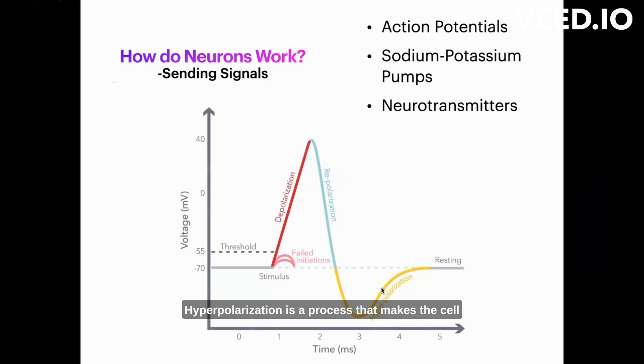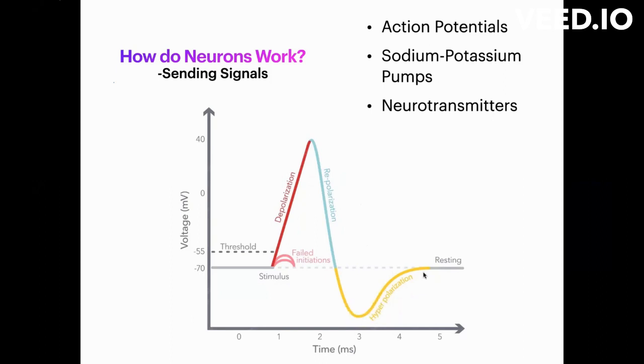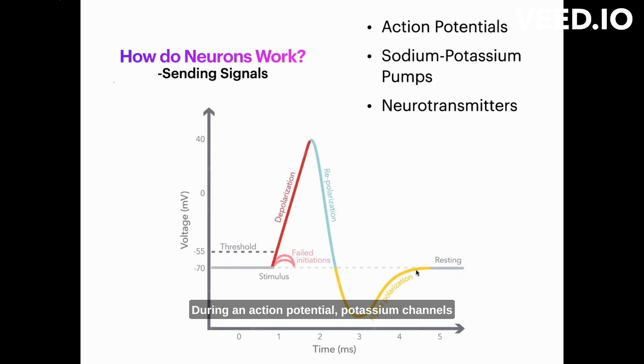Hyperpolarization is a process that makes the cell more negative than its usual resting state. During an action potential, potassium channels remain open slightly longer, allowing positive ions to exit the neuron. This results in temporary hyperpolarization. The potassium channels close and the sodium-potassium pump activates to restore it to its resting potential.